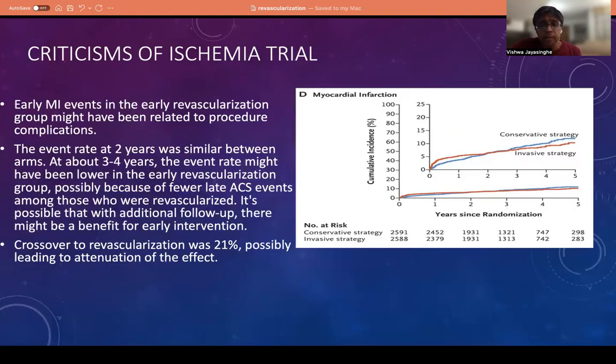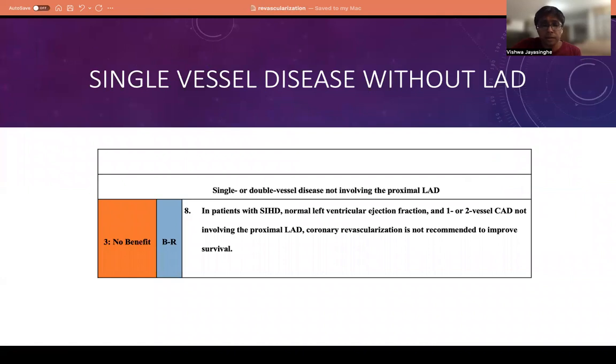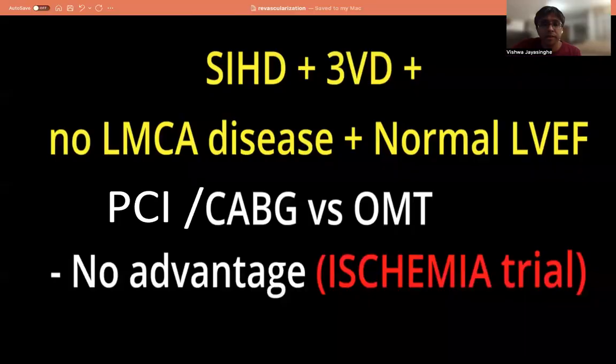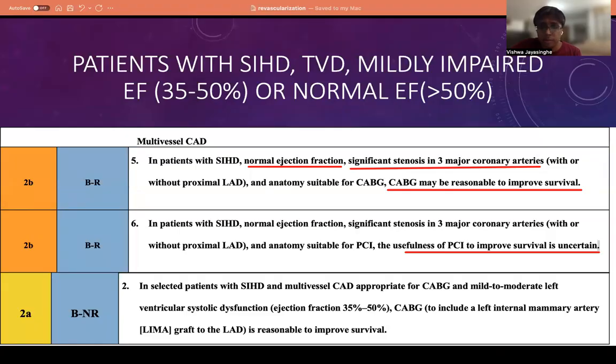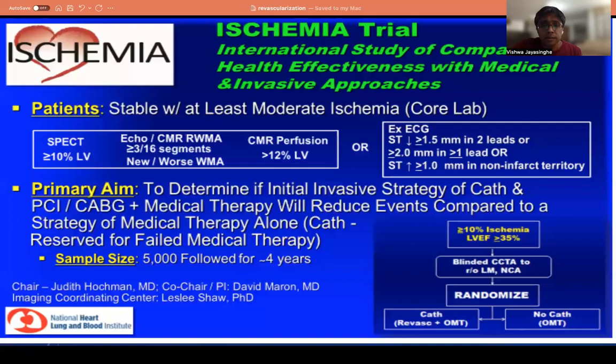So this is the summary of the ISCHEMIA trial. It's a mainly negative trial, which demonstrates that in stable patients with demonstrable ischemia and no left main disease with normal ejection fraction, medical therapy versus invasive therapy, that means either CABG or PCI, there is no significant difference in primary or secondary outcomes. So hence there is downgrading of the earlier class 1 recommendation for PCI in triple vessel disease or CABG in triple vessel disease, which has now been downgraded to a 2B recommendation, right?